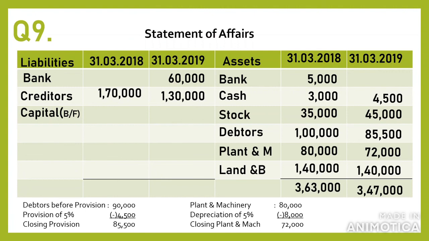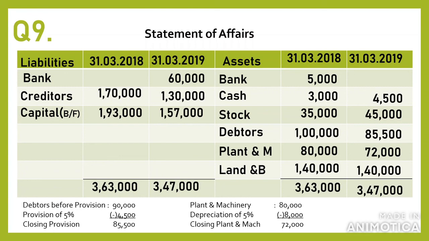We extend the same total to the liability side, and then we work back and find out what should be the capital. So capital obviously is the balancing figure. So 3,63,000 minus 1,70,000 gives us 1,93,000. That is the capital for the period 31st March 2018. And similarly 3,47,000 minus 60,000 minus 1.3 lakhs will give us 1,57,000. That would be the capital as of 31st March 2019.